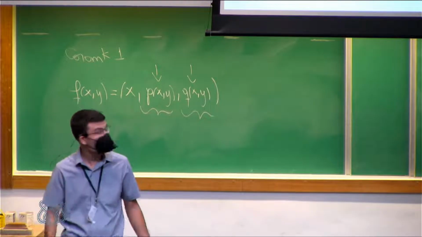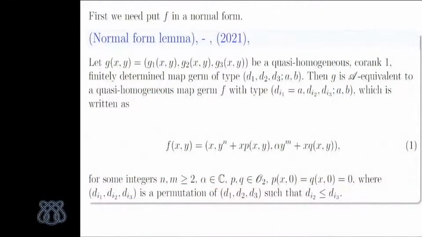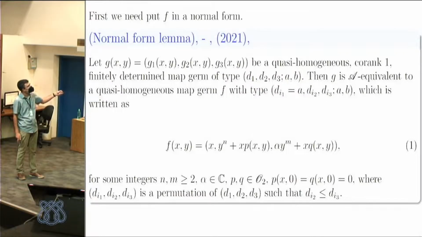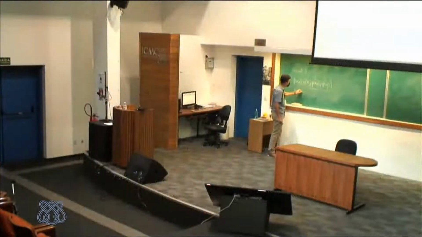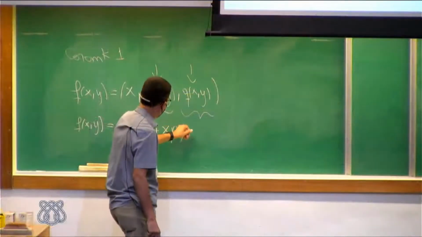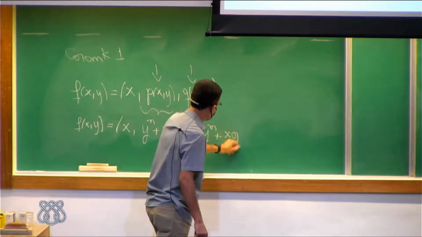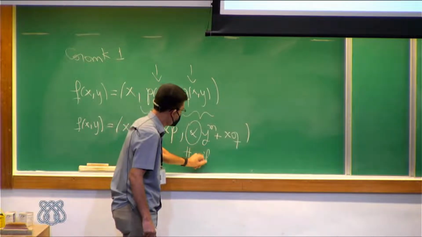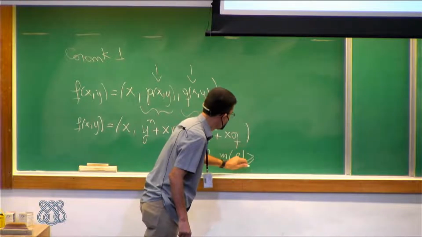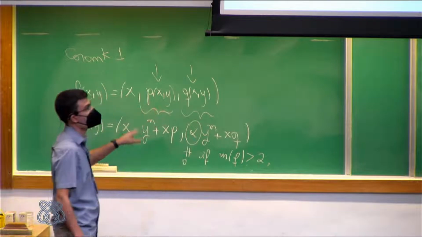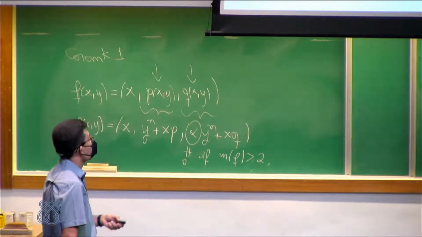This lemma is not hard to prove: each quasi-homogeneous rank 1 finitely determined map germ is A-equivalent to something. So we can make a change of coordinates and express the map in this form. Here, the term y^n appears from some index n. And here, the term y^m appears when the multiplicity is greater than 2. So we have this normal form. And this is distinct from 0 if the multiplicity of f is greater than 2. You can put 1 here, for instance. Okay, this is the first step. It's not hard to prove this.